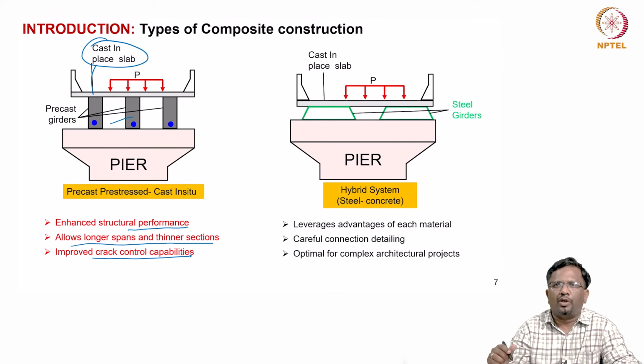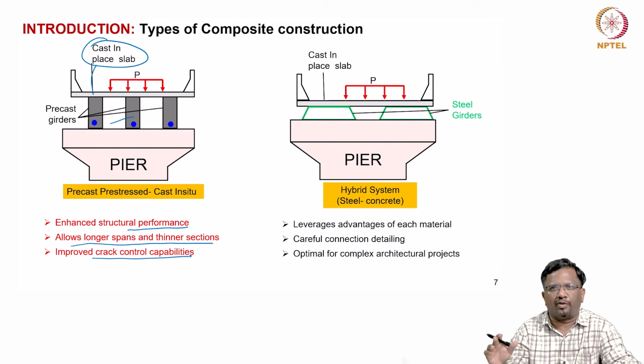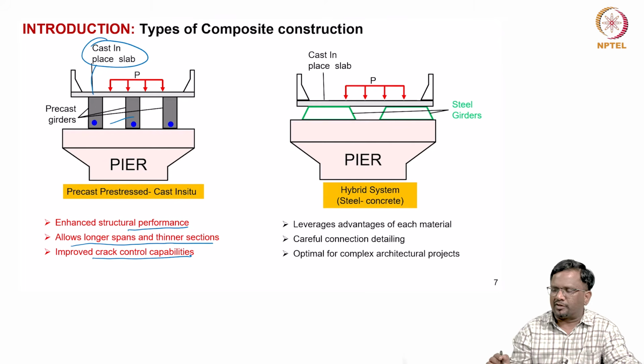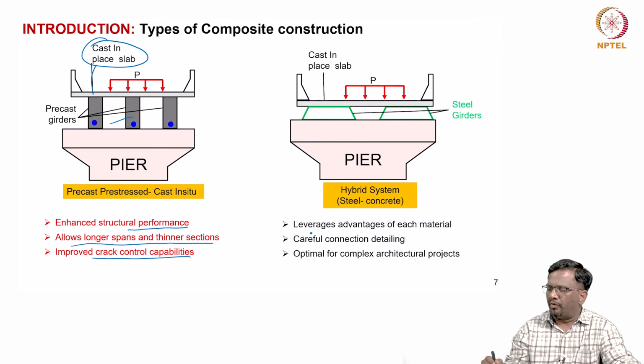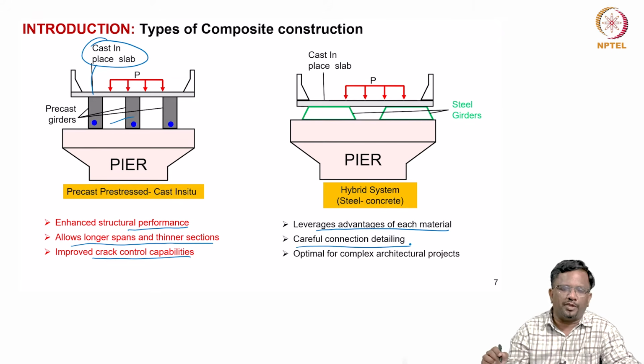That is also a composite construction where we are using both steel and concrete, instead of precast, pre-stressed elements and cast in place. Now, I have steel. I am replacing the precast girders with steel girders, and then cast in place construction, or concrete, is done to create the deck slab. With this method in a hybrid system, we are leveraging the advantages of each material, but the connections have to be done properly.